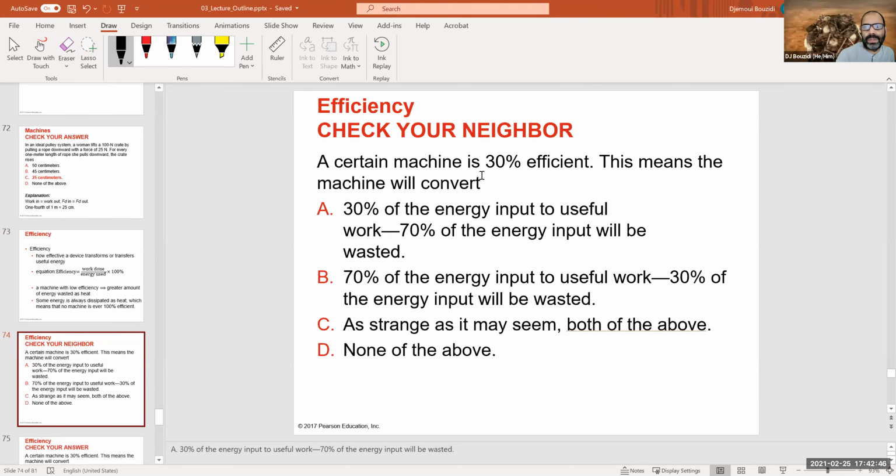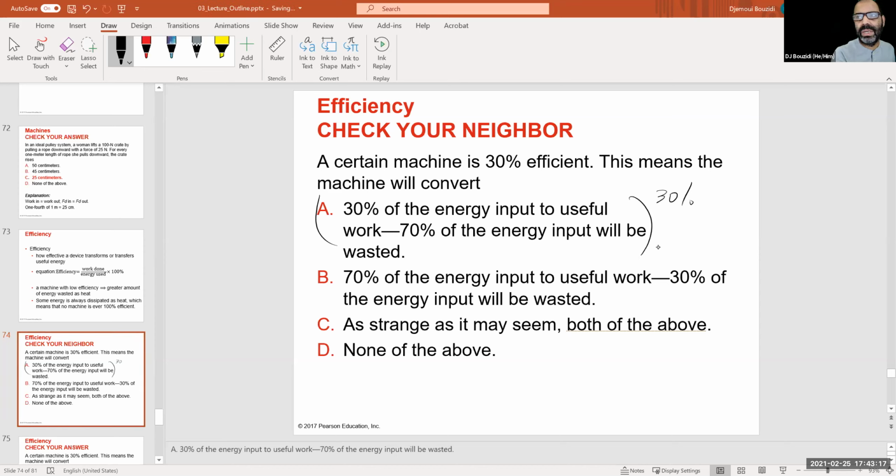So again, this is an example. A certain machine is 30% efficient. This means that the machine will convert 30% of the energy input to useful work and waste 70%. Oh, no, this is a question. I'm sorry. A certain machine is 30% efficient. This means that the machine will convert 30% of the energy input to useful work, and 70% of it will be wasted. That's correct. It has to be A.